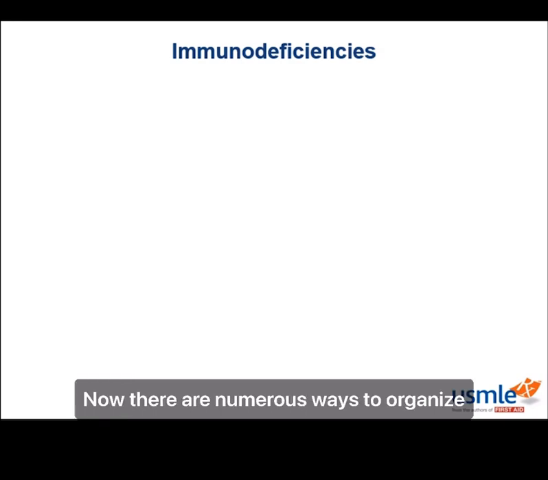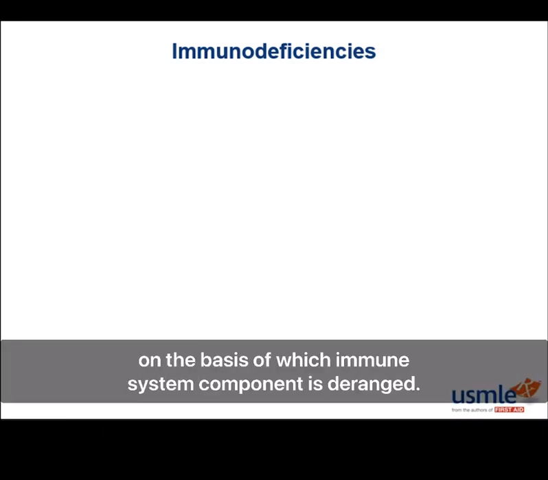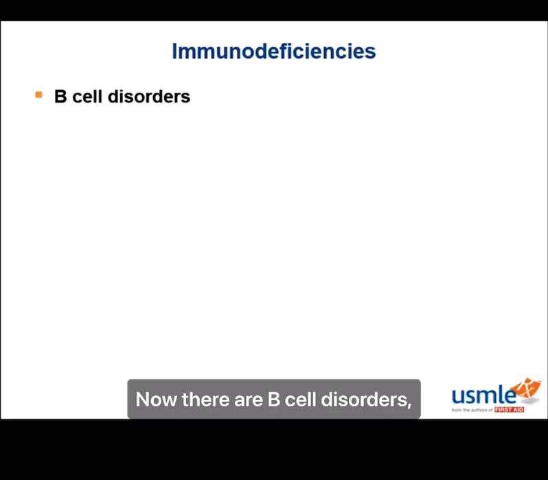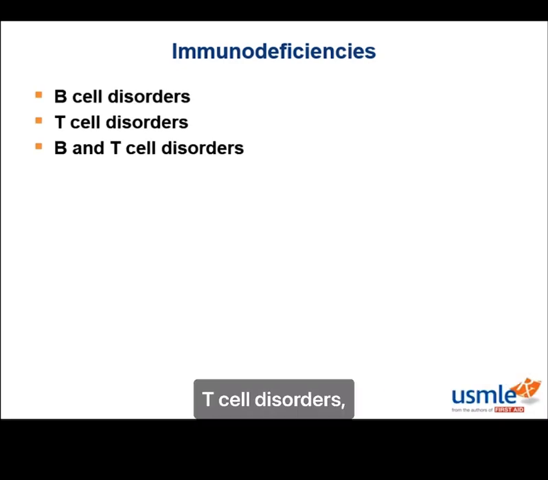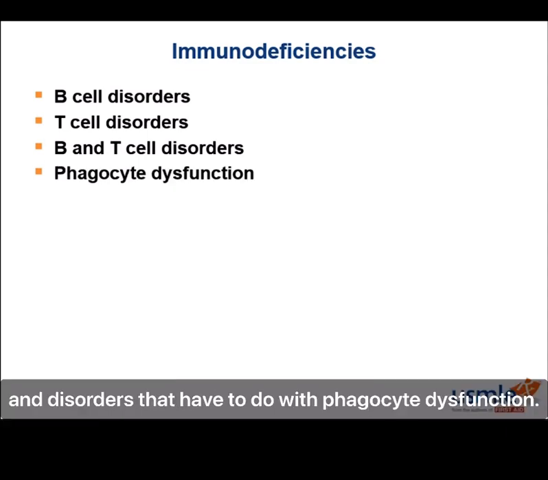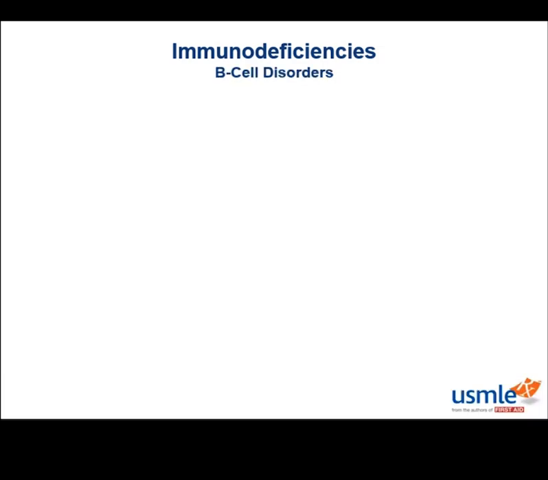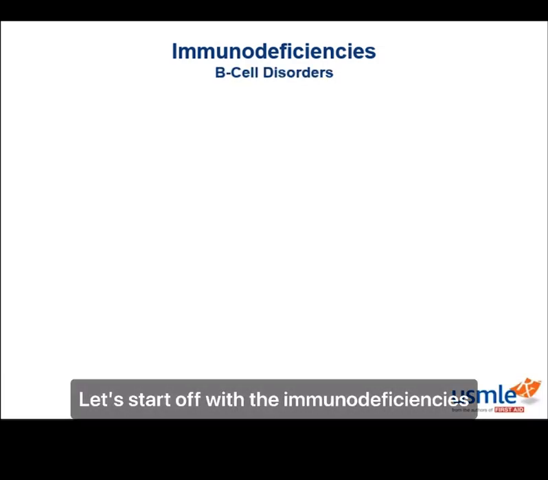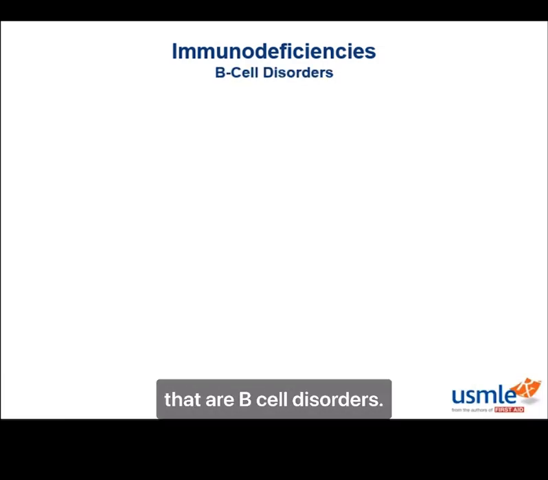Now, there are numerous ways to organize the immunodeficiencies, and you should pick a way that you find the most useful. But for the purpose of our discussion, we'll divide the immunodeficiencies on the basis of which immune system component is deranged. Now, there are B-cell disorders, T-cell disorders, B and T-cell disorders, and disorders that have to do with phagocyte dysfunction. Let's start off with the immunodeficiencies that are B-cell disorders.